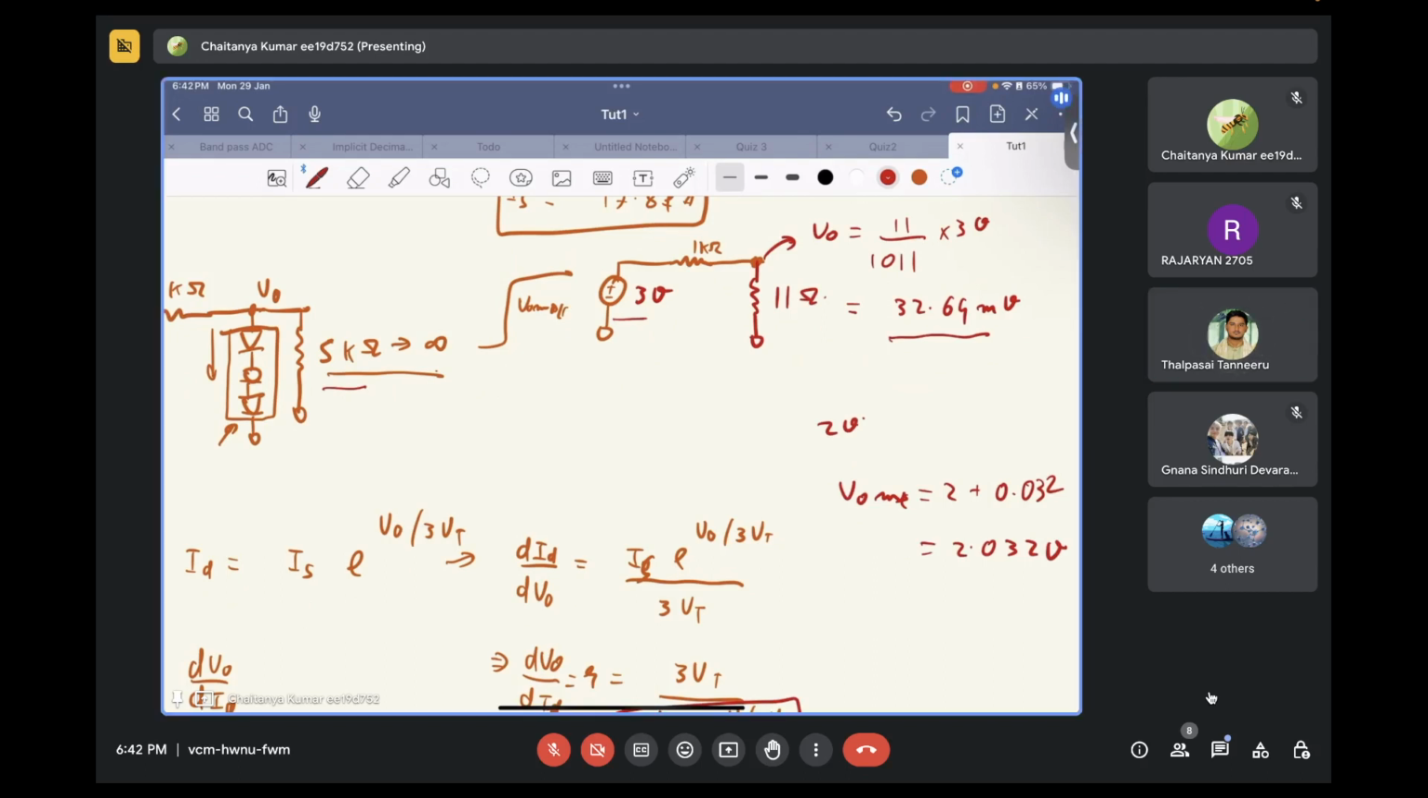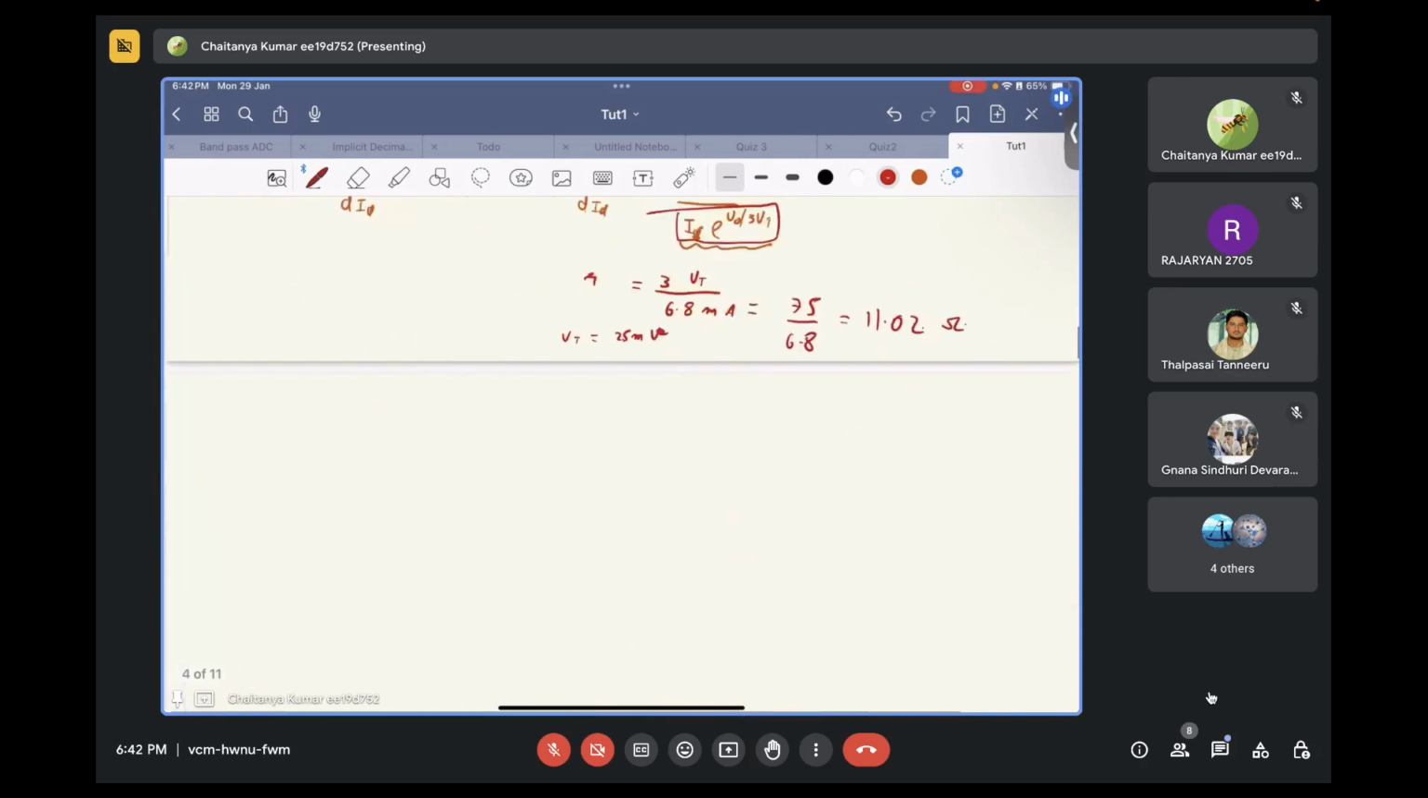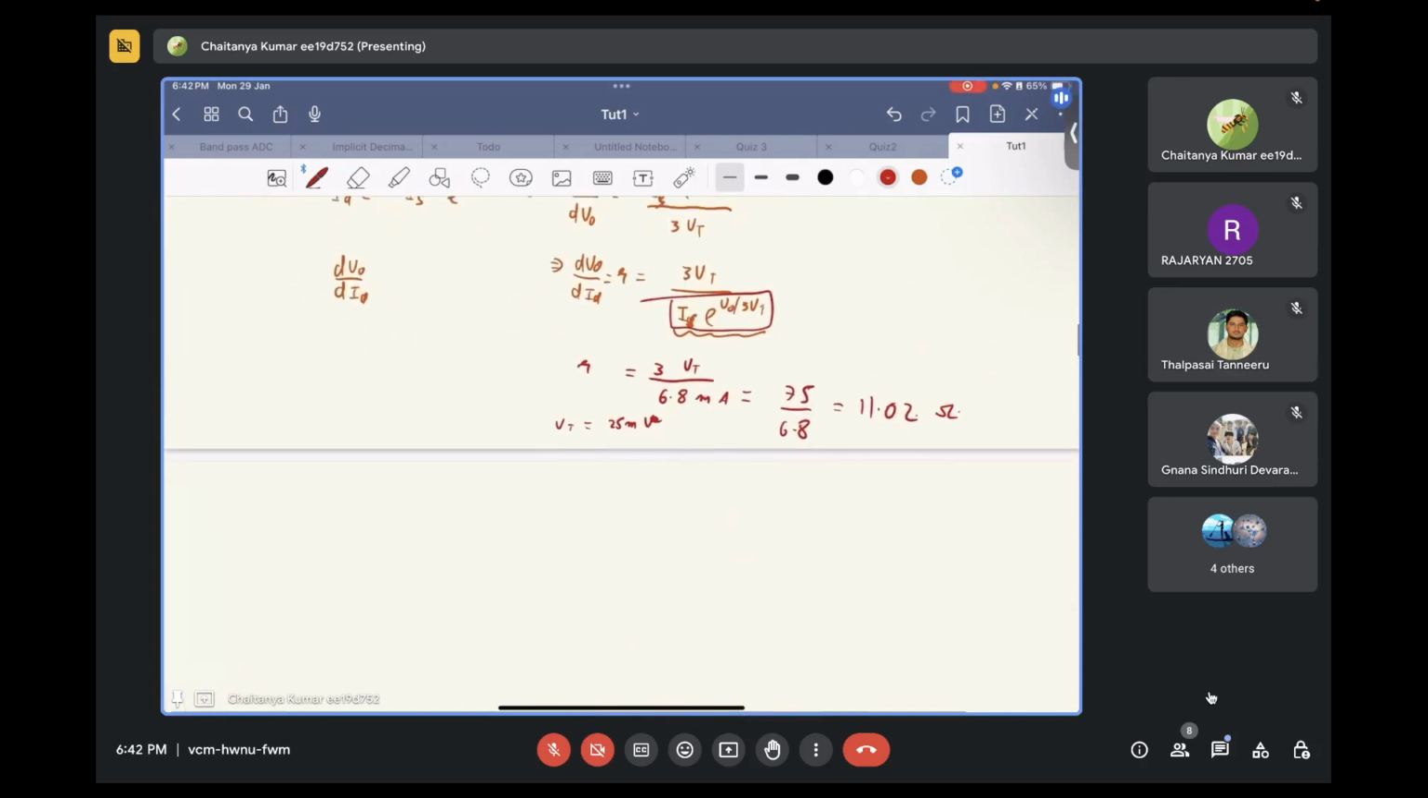Okay, now let's see what minimum value of this voltage can go to. For minimum value, what is the input voltage that needs to be provided? Minus 3 volts, correct? This won't change. This is 1 kilo ohm, and this is 11 ohms of resistance. What is the load resistance that needs to be there for the voltage to be minimum?